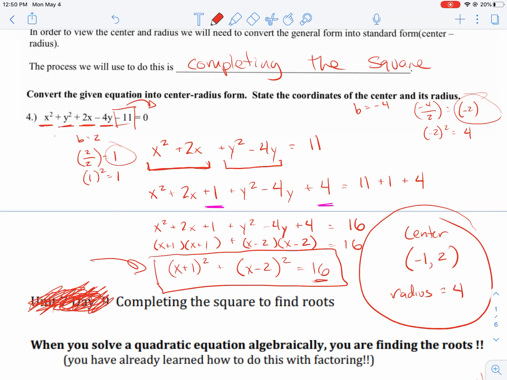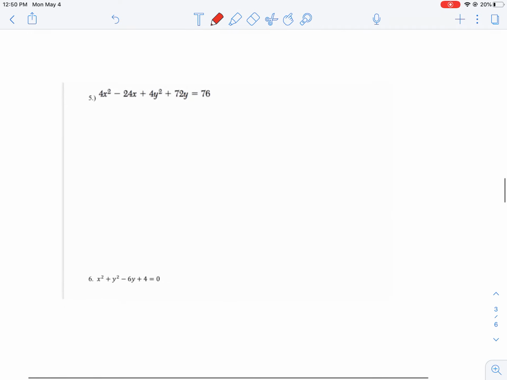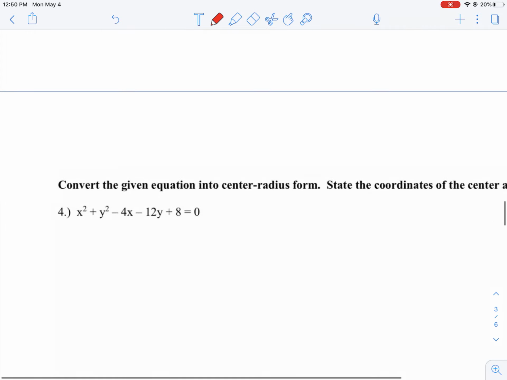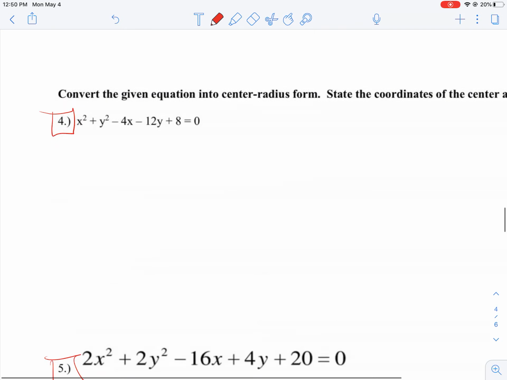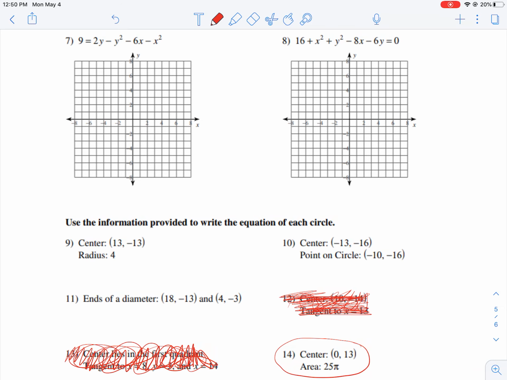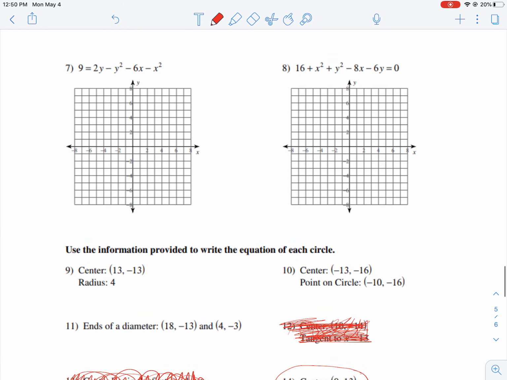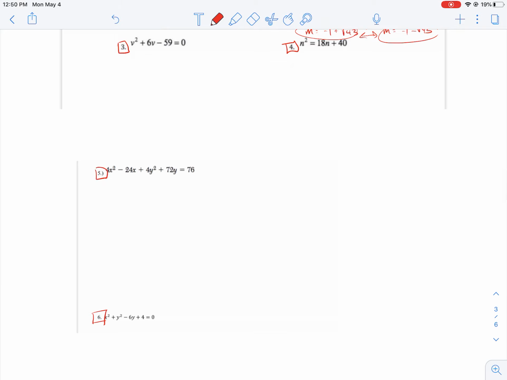All right, so let's go back down to those other problems. For homework, I want you to try this one, this one, and that one. I want you to try them all. Why not? I'll do 5 and 6 here, and then I'll have you guys try the rest.